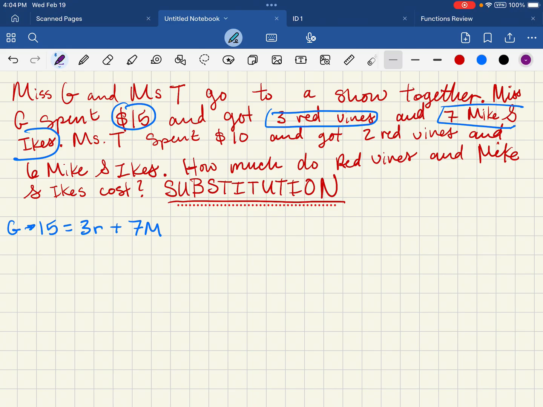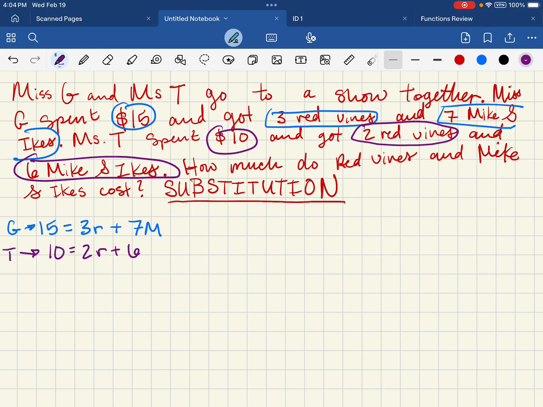Alrighty, let's make a little Miss Thompson equation as well. Miss Thompson spent $10. She got 2 red vines and 6 Mike and Ikes. Alrighty, not too bad.